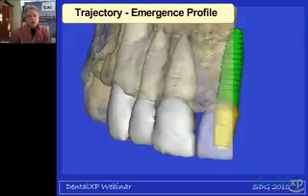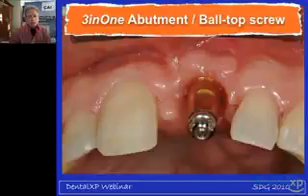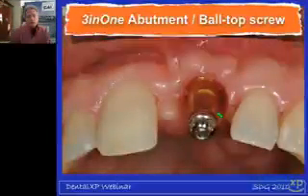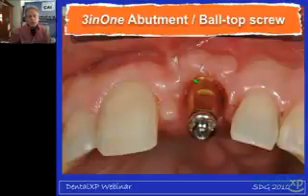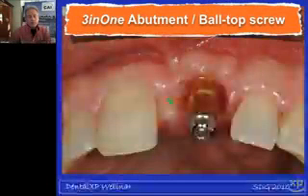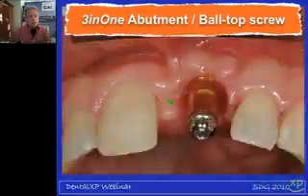So when you look at the emergence profile, you look at the trajectory of the implant, and then we can place the implant, and you can see that we've positioned the abutment so that the flat of the hex is towards the facial. You can see the amount of soft tissue, and this is the 3-in-1 abutment from BioHorizons that we may or may not utilize to do the final restoration.